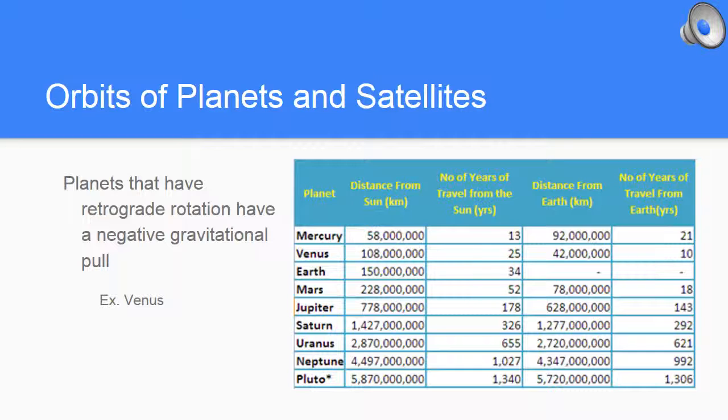Also, if you look at the chart on the right, for all the different planets, it has listed their distance from the sun and their distance from the earth, in addition to the number of years it takes to travel from the sun to the different planets, and from the earth to the different planets. This is just important information to know because it will be used in a lot of different problems.